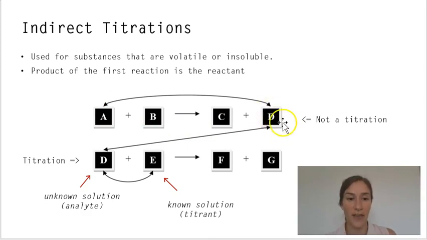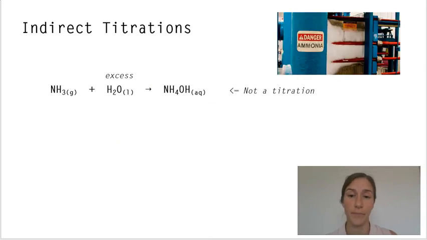Then we take D, the product, and we undergo a titration with D, which now becomes our analyte, with E, which is our titrant, so our known concentration and volume. So from this titration, we can determine the number of moles or the concentration of D, and we can work backwards to find the concentration or the number of moles of A.